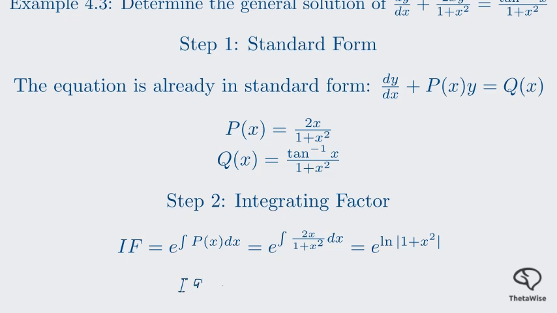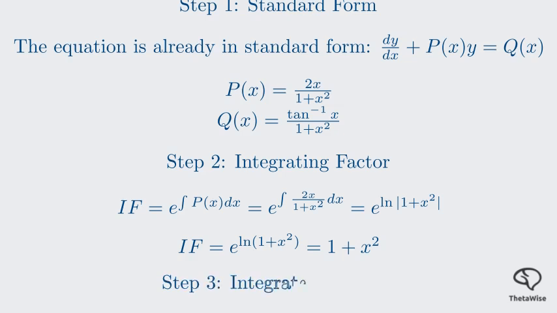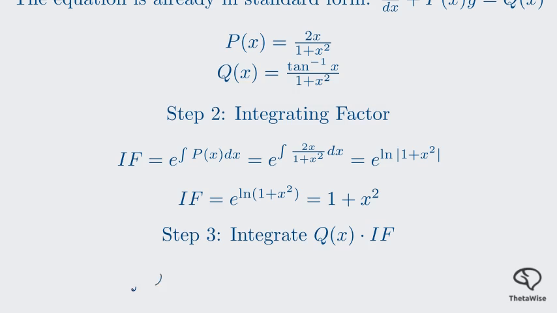Since 1 plus x squared is always positive, the absolute value is not needed. The e and ln cancel, leaving us with our integrating factor, 1 plus x squared. Step 3. Integrate q(x) times the integrating factor. We need to find the integral of q times IF.